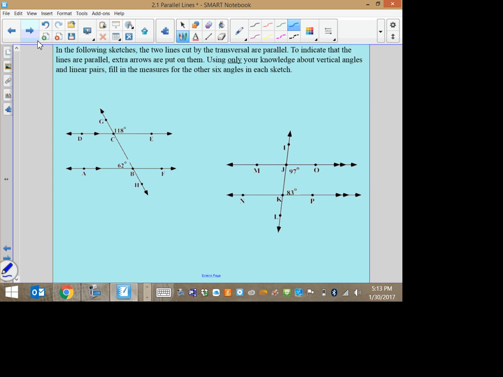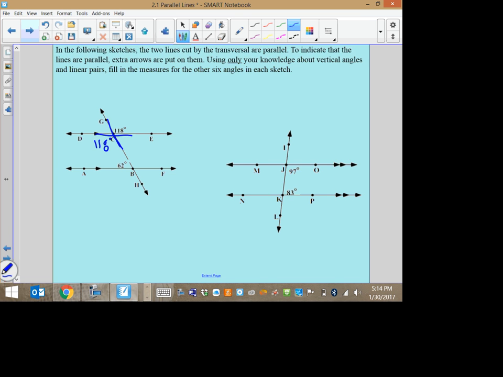So in the following sketches, there are two different lines cut by a transversal that are parallel. And so now we're going to use our knowledge about vertical angles and linear pairs to fill in the measures for the other 6 angles in the sketch. Since they're parallel, we know that corresponding angles are congruent, and also that vertical angles are congruent and alternate interior angles. So to start with, angle C, since its vertical angle is 118, this is also 118 degrees.